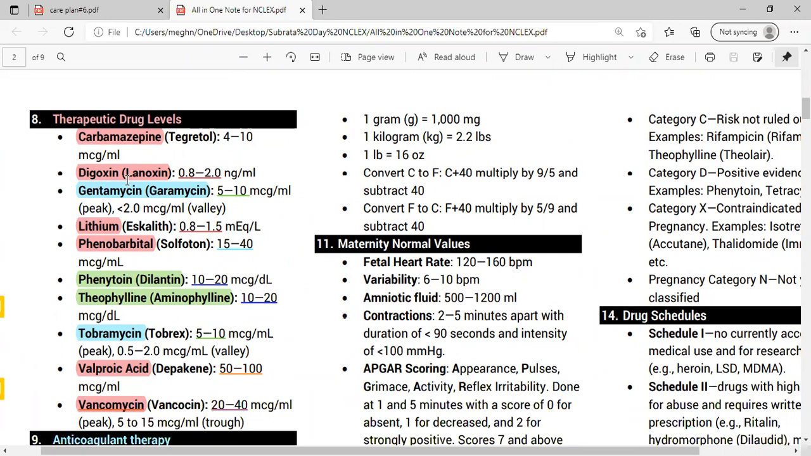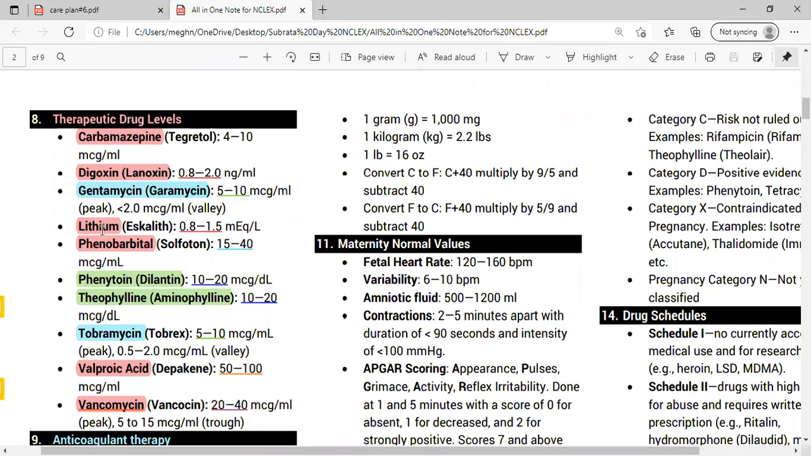Digoxin, another name is Lanoxin, is 0.8 to 2.0. Digoxin is a drug we use for cardiac failure or heart patients. Gentamicin, an antibiotic, has a therapeutic drug level of 5 to 10. So if you give gentamicin less than 5, it does not work. If gentamicin concentration is more than 10, it would be poisonous for the tissue or body.